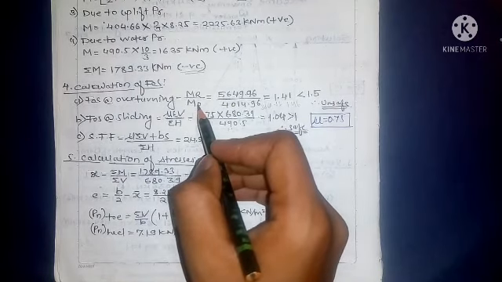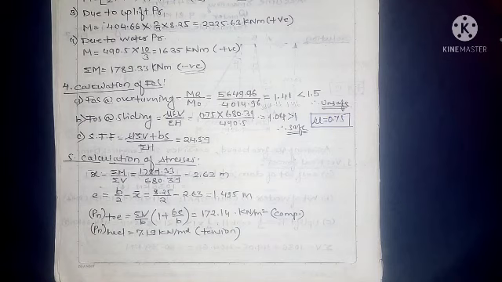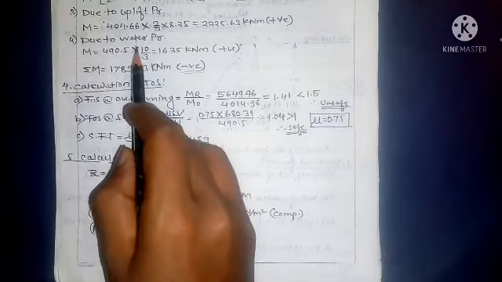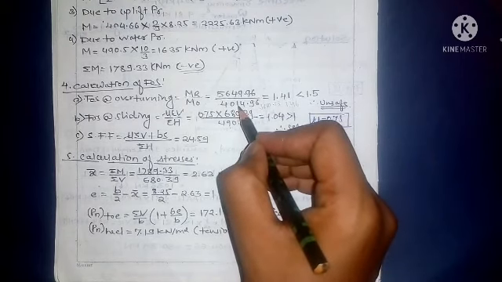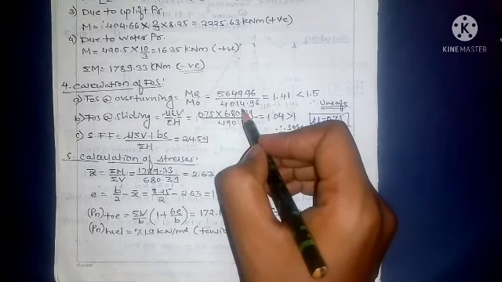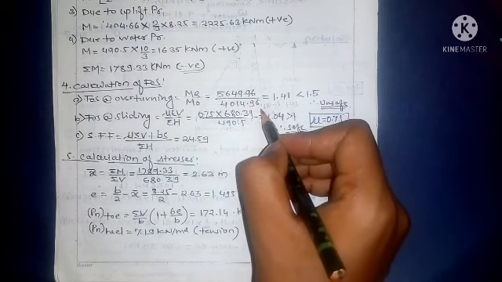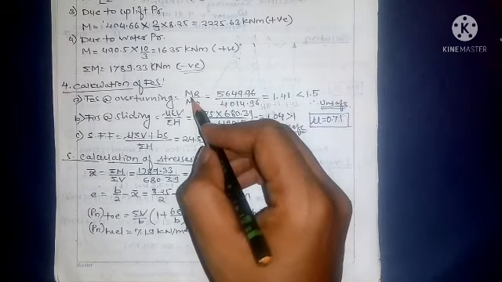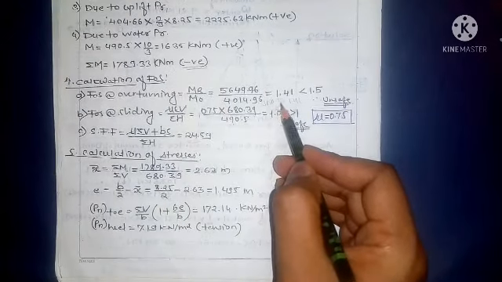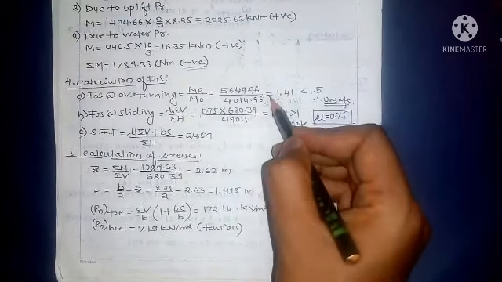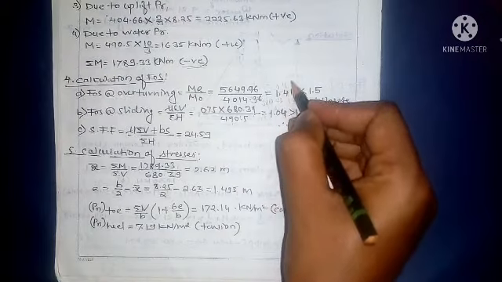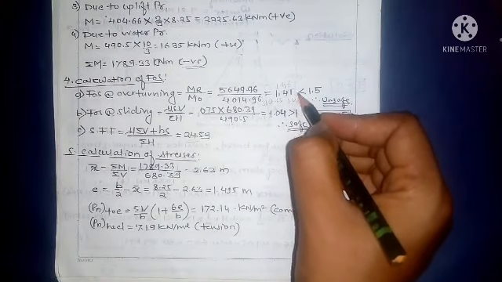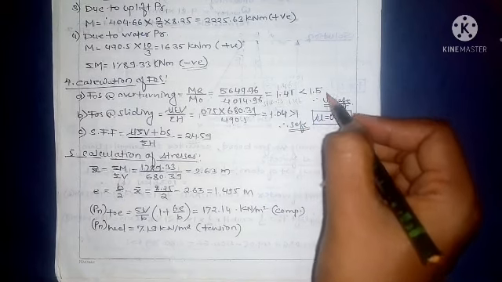Then the moment of overturning, the moment due to water pressure and uplift pressure. So add this. So consider here the moment of resistance and moment 0.63. So put the value, we get here 1.46, which is less than 1.5, therefore unsafe.